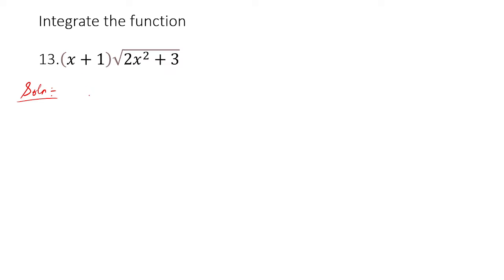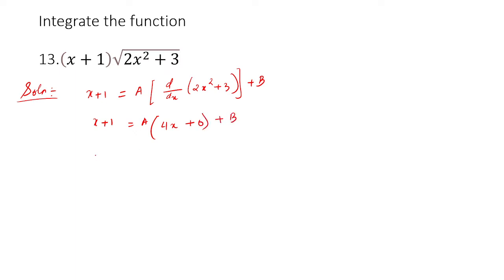Like I said, whatever is outside the square root, take this out and equate it to the differentiation of whatever is under the square root, which is 2x squared plus 3 plus b. You'll have to do this. x plus 1 equal to a of, now differentiation of 2x squared is going to be 4x, differentiation of 3 is going to be a constant. Okay, so this is what you get. So x plus 1 equal to 4ax, a into 0 is going to be 0 itself, so I'll just leave it as it is.